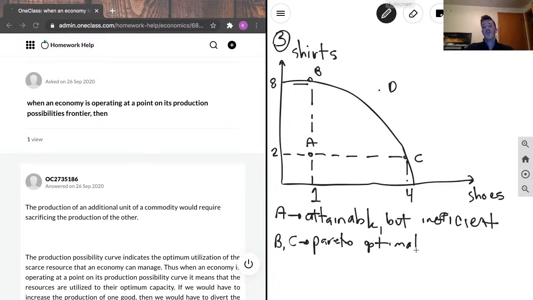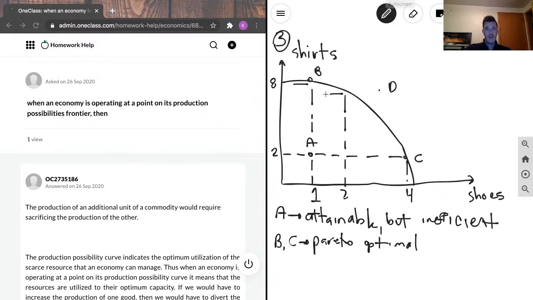So the definition of Pareto optimal is that we cannot make, loosely, one person better off without making another worse off. Applied to this scenario here, we've got 8 shirts and 1 pair of shoes. We cannot get any more shoes without giving up some shirts. So say we want to move to 2 pairs of shoes.